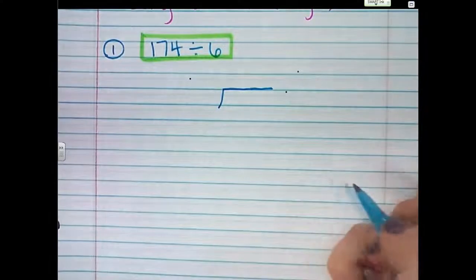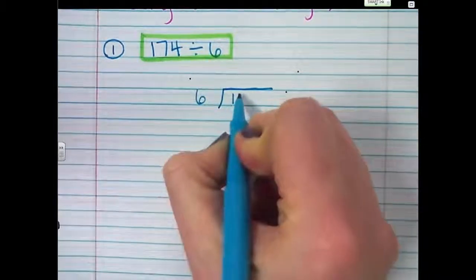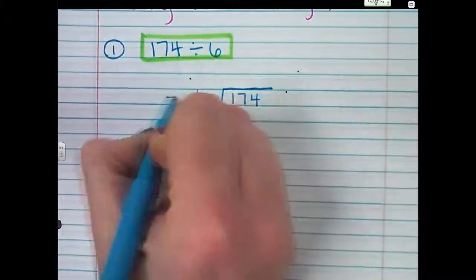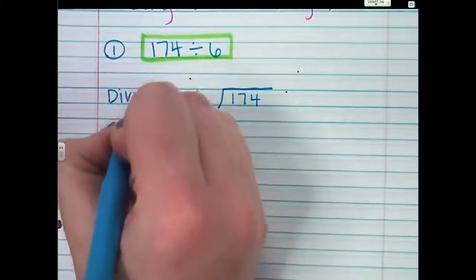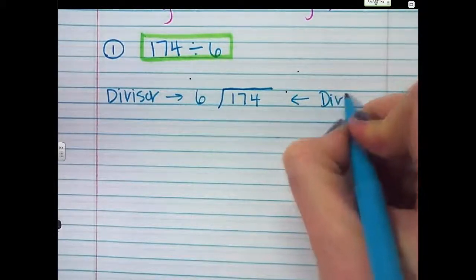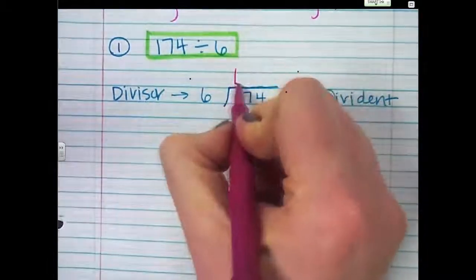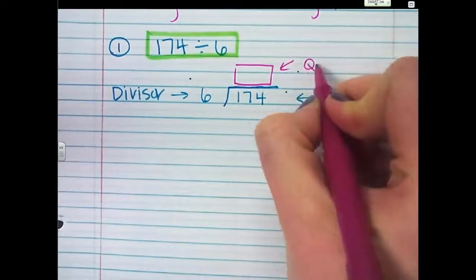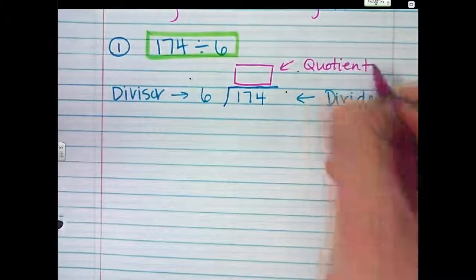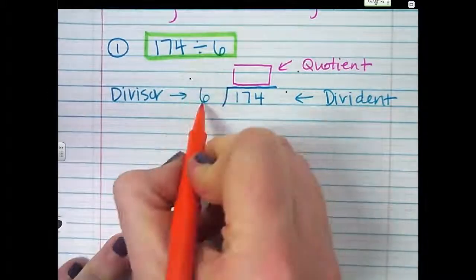We'll see if this comes back to you. What goes on the outside? 6. And on the inside? 174. So this is called the divisor. This is called the dividend. And your answer, you know what the answer is called that we're going to get? Quotient. That's an O. Quotient. I know it might seem silly, but it's going to help you when we get to the other long division. Okay, so we start with the 6.